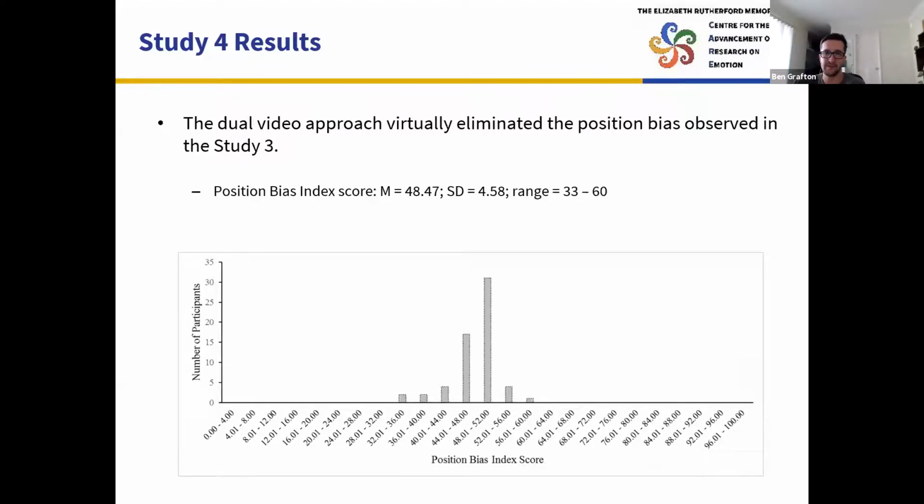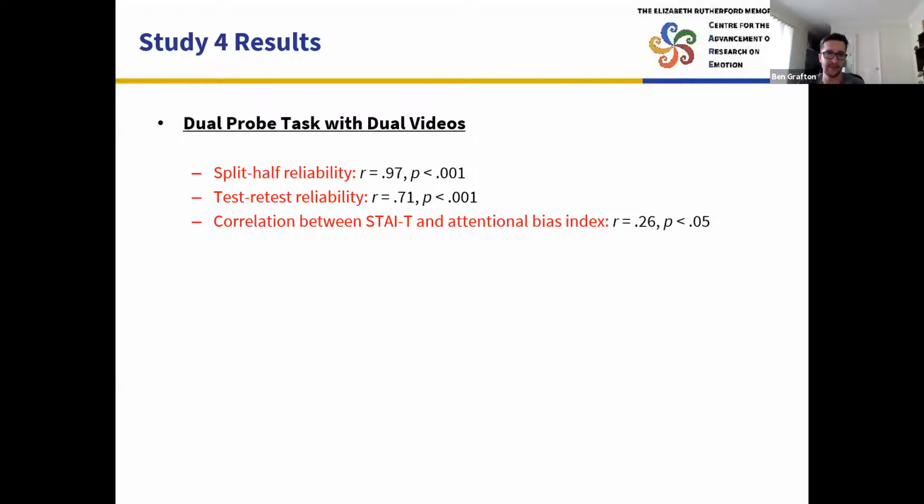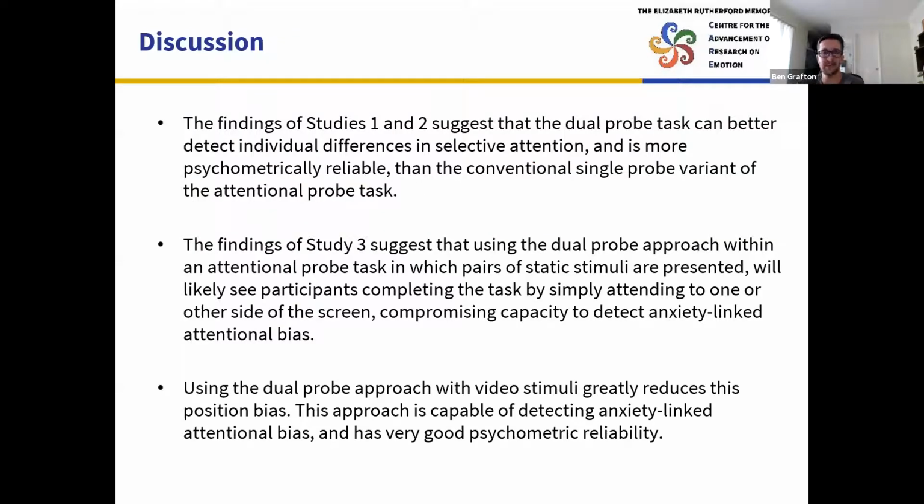And in terms of reliability, it's right back up there again in terms of split half reliability. Test retest reliability is not as great, but still pretty good. And we got a correlation between anxiety and attentional bias. So what we took away from this is that the dual probe approach is a more psychometrically reliable approach for measuring selective attention. You can use this approach to pick up anxiety-linked attentional bias, but it's probably not going to be the case that using static stimuli is the way to go, because, and I've confirmed that across multiple studies, people just tend to look at one side of the screen. But you can eliminate that when you use video stimuli, and then you're capable of picking up the anxiety-linked attentional bias.